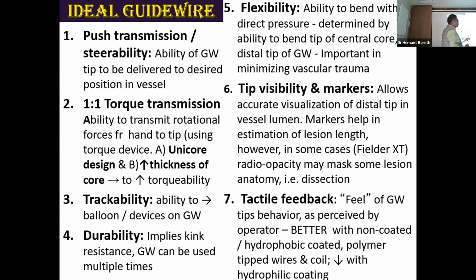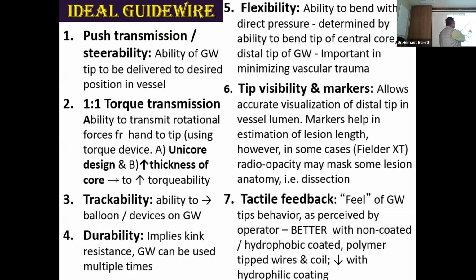Then flexibility is, of course, the ability of the wire to bend. So you need a bend at the tip. Overall, if you have to negotiate a side branch, then the whole wire should be able to bend and go through that side branch if you are doing some PCI in a side branch region. So the whole wire should bend. That is the flexibility of the wire. It is also very important for minimizing trauma, because if the wire is not flexible, then it will remain straight and it will cause a lot of trauma when you are passing different devices.